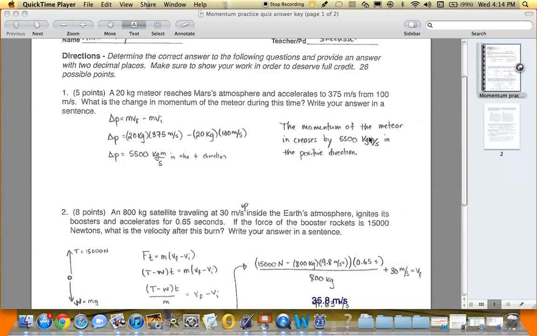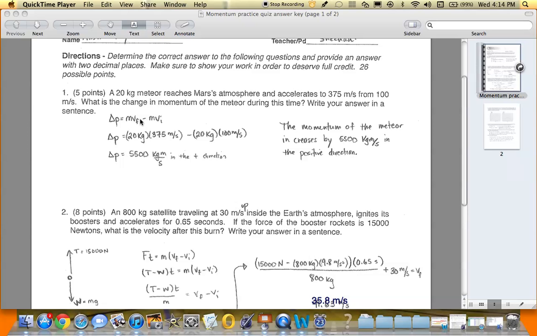Okay, so the first one is asking you for what is the change in momentum. Now, the first thing you have to remember is that momentum is represented with a lowercase p in equations. You can see right here this delta p. That means the change in momentum. So that's really what you're looking for. You're looking for how much did you add to it, because if you look at the speeds, it's getting faster. If it's going faster and it's gaining velocity, it also should be gaining momentum.